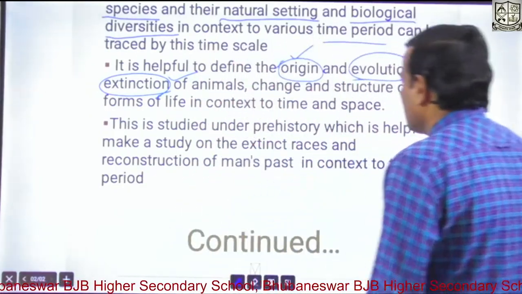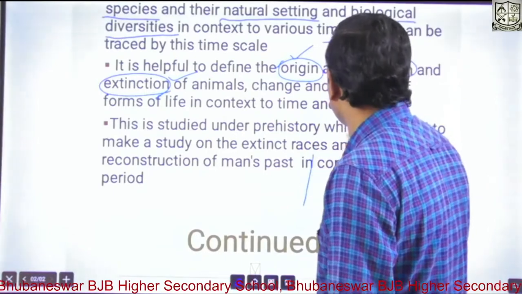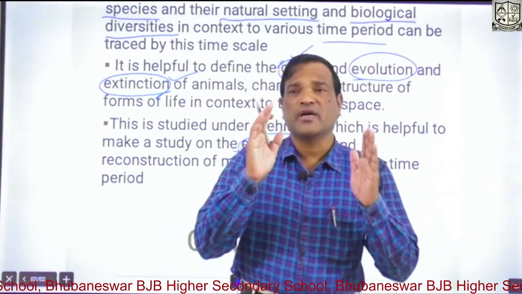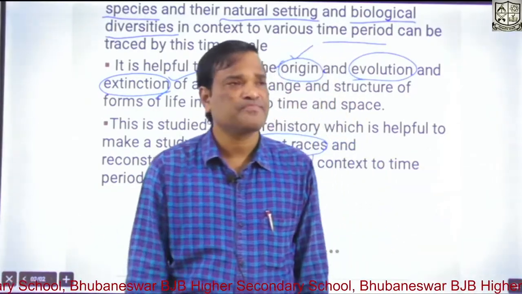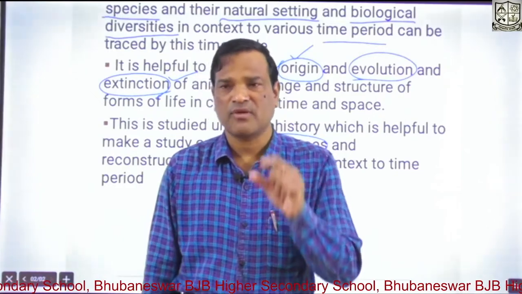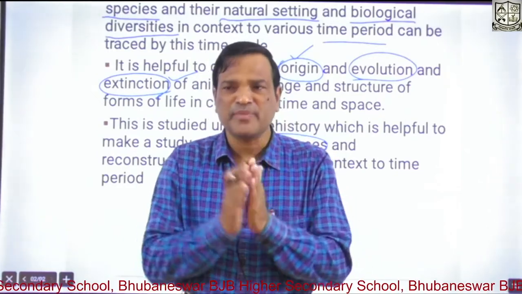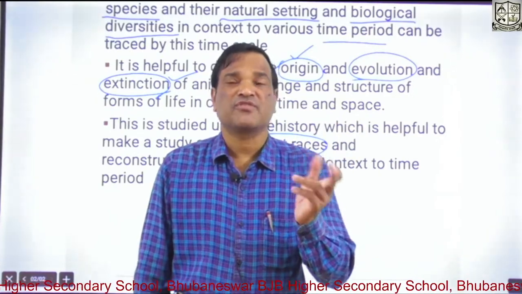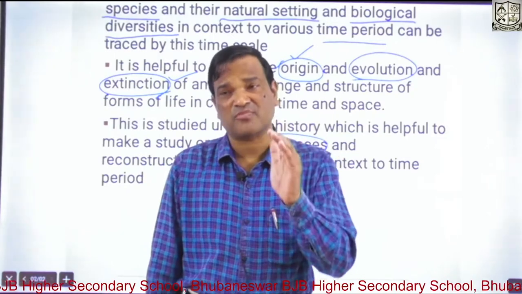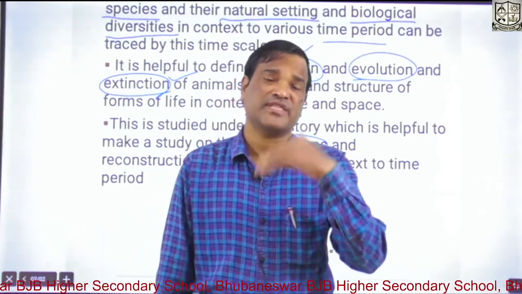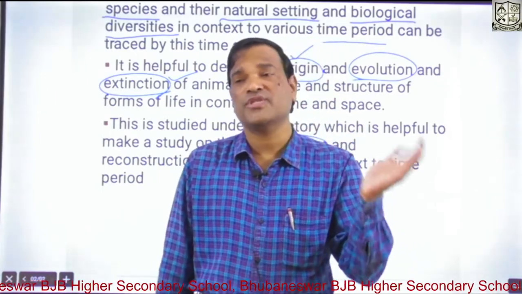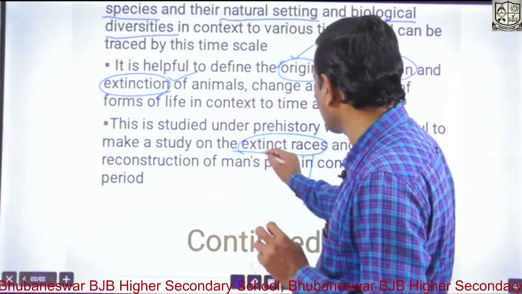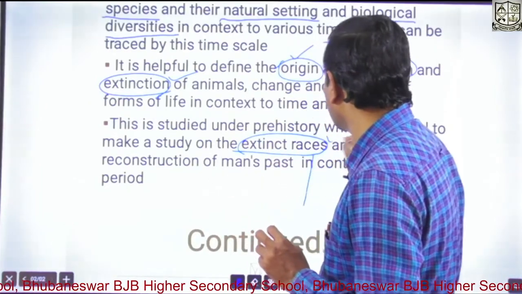Okay. So this is studied under prehistory, which is helpful to make a study on the extinction of races. Which races? Suppose a particular species has multiple races, human beings, various racial groups, what we call today Mendelian populations. So which Mendelian population, which racial group, which ethnic group has changed in context to different times? What physical structures and forms can change from time to time, and how? What are the criteria through which the physical structure can change in context to different ecological conditions? That can be studied: the extinction of races and how various racial groups were abolished.